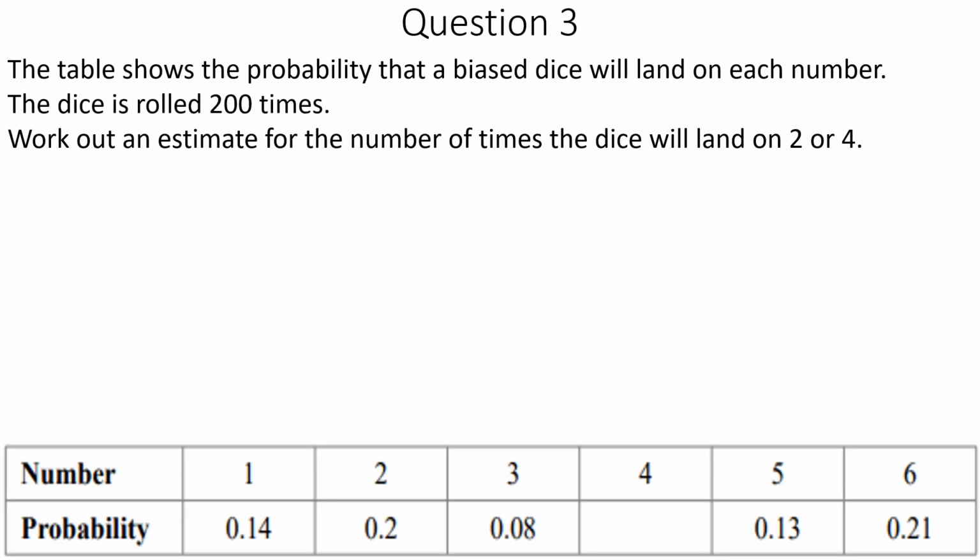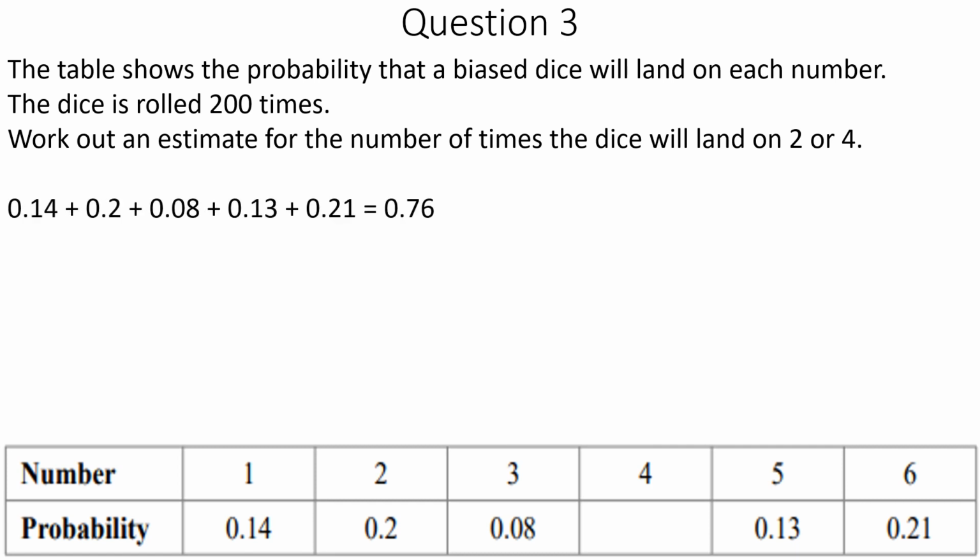Okay, so this table shows you the probability that a biased dice will land on each number, and it's going to be rolled 200 times. We want an estimate for the number of times the dice will land on 2 or 4. Okay, let's take a little look here then.